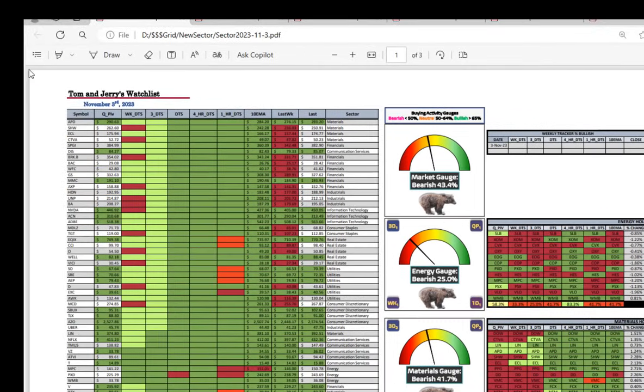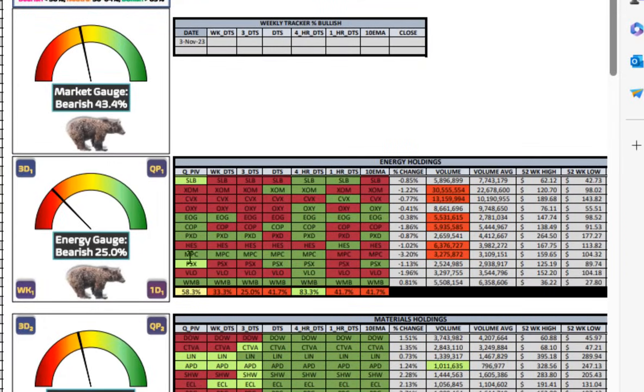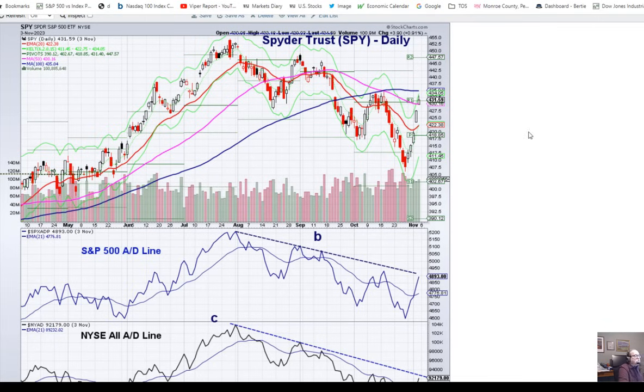Things were quite a bit different. This is the November 3rd sector watch list. You can see at that point only 25% were positive, and you can see lots of red where there is now green. Let's go back to early November and see how this transition occurred.